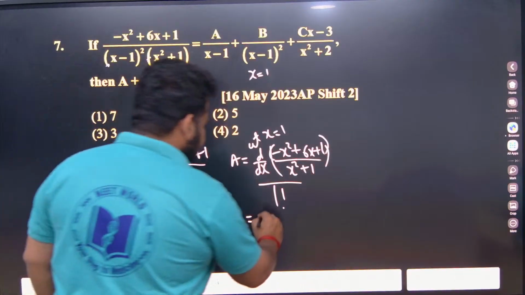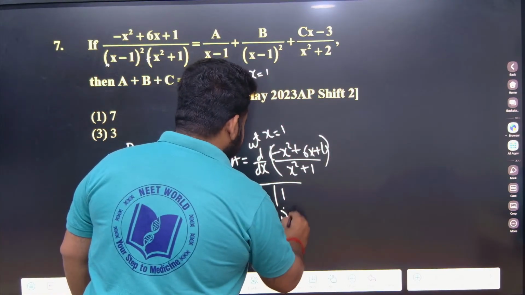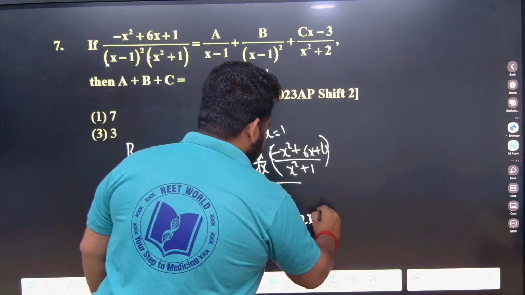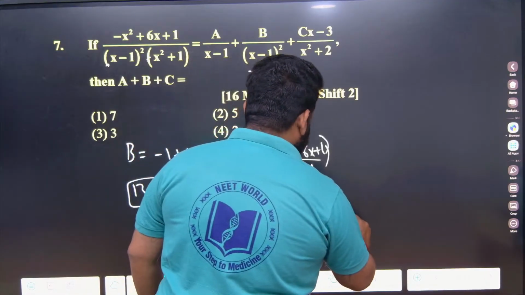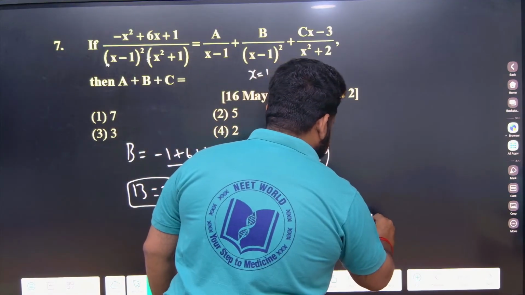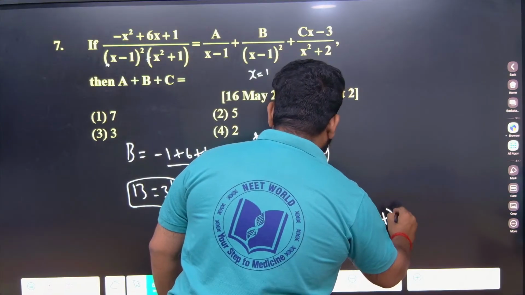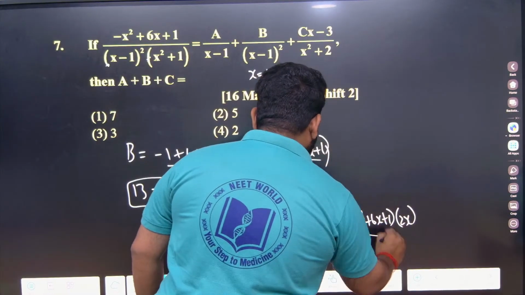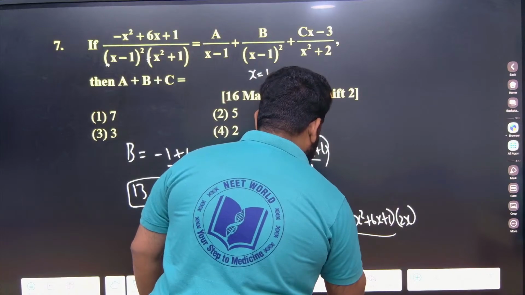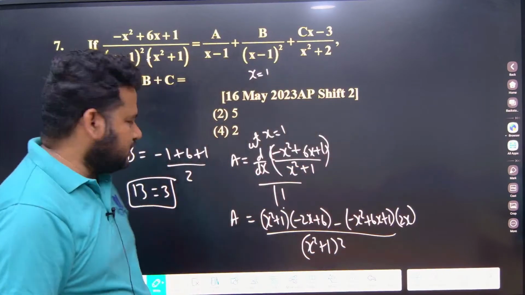So this will give me what? x square plus 1 into what is this? Minus 2x plus 6, minus what is this I am having? Minus x square plus 6x plus 1. This will be equal to 2x divided by x square plus 1 whole square. So I will get the value of a.